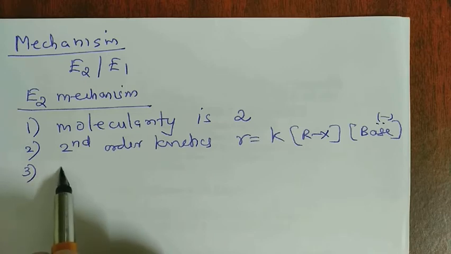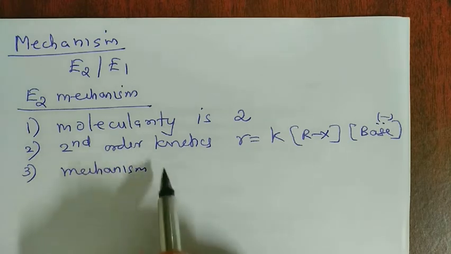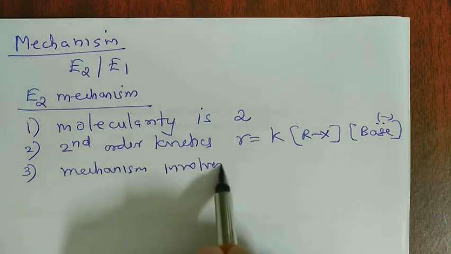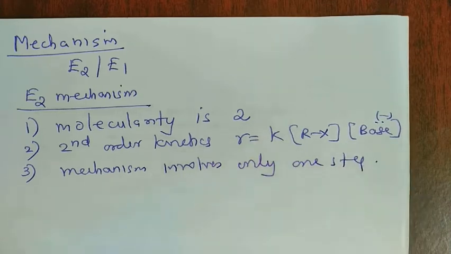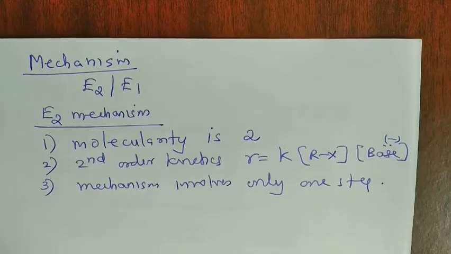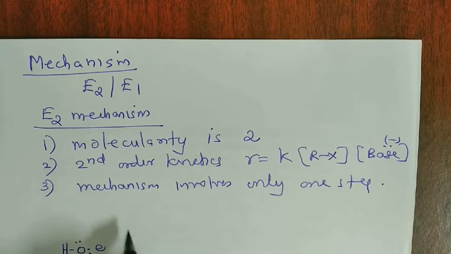The mechanism involves only one step. Abstraction of beta hydrogen atom by base. Removal of halogen atom as halide ion and formation of pi bond take place simultaneously.